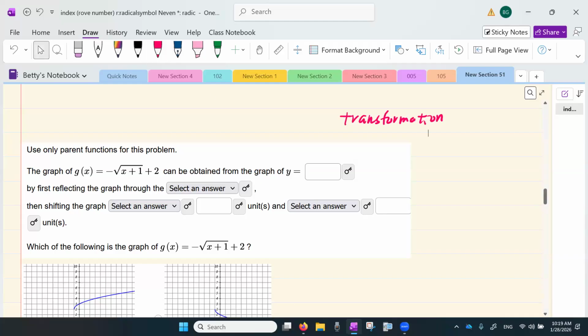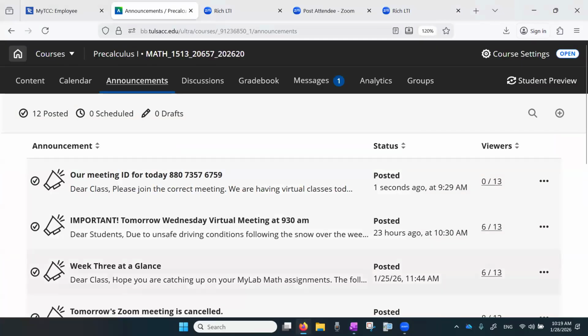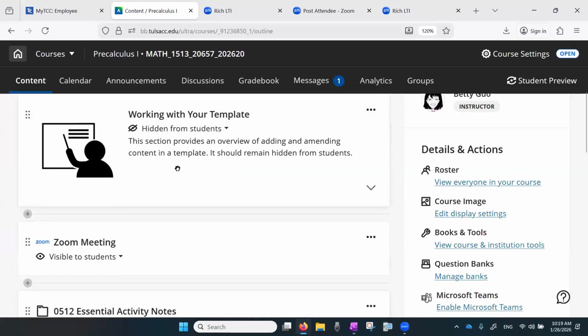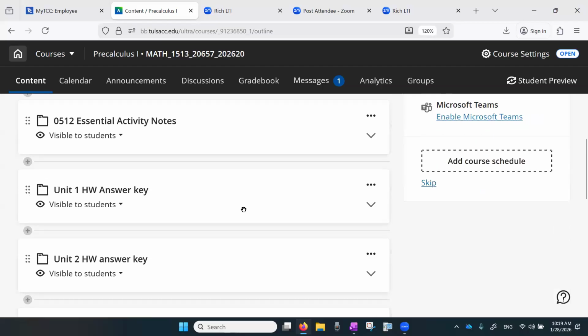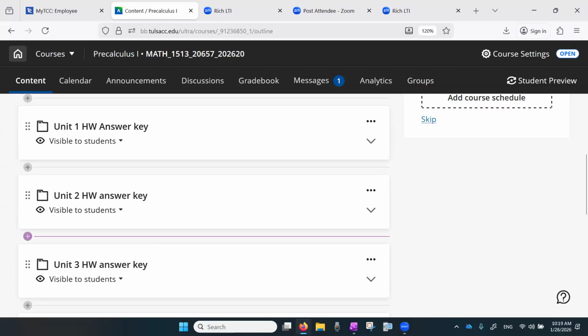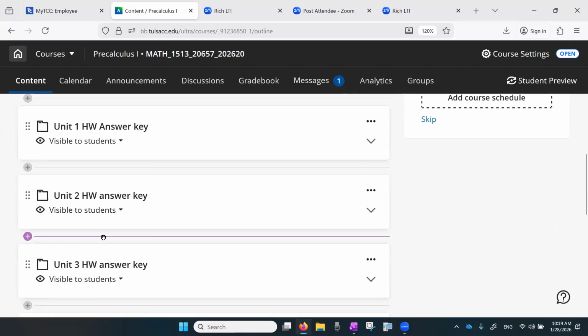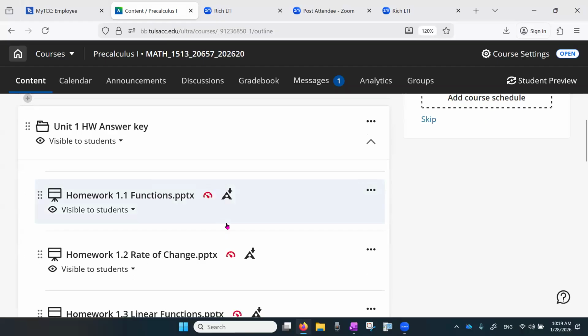Just in case some of you didn't pay attention when I mentioned that before, I'm going to show you something very important. This is our Blackboard course shell. There are some folders on the top of the shell: Unit 1 homework assignments, Unit 1 homework answer key, Unit 2, Unit 3, and Unit 4. I'll have Unit 4 ready this week. Unit 1, you click on it, you have the detailed explanation for each single question in your homework assignments.